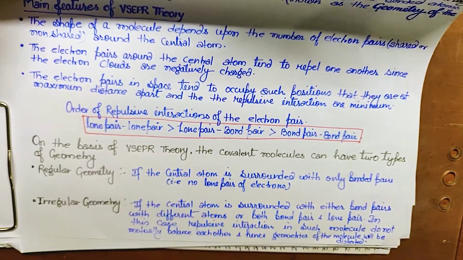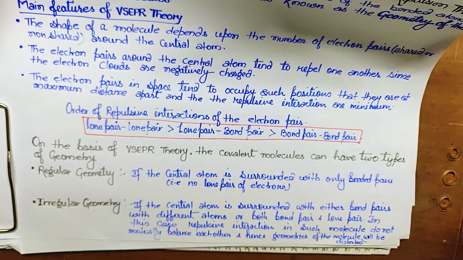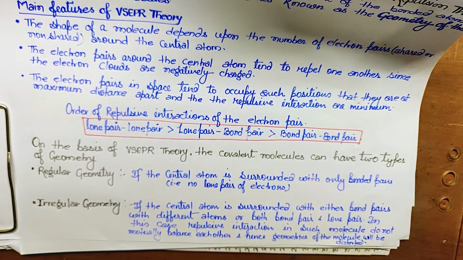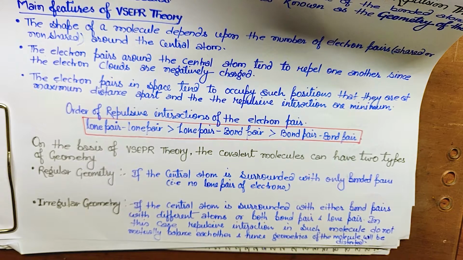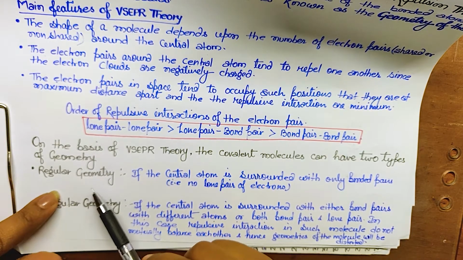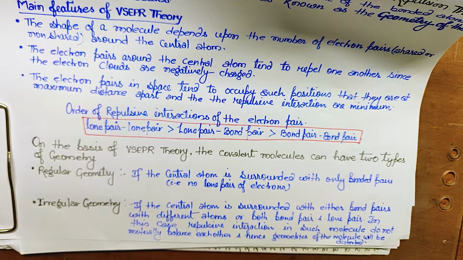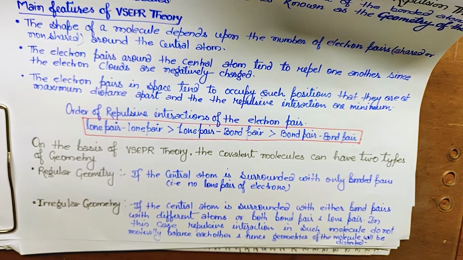Now, on this basis of VSEPR theory, covalent molecules can have two types of geometry. The first will be called regular geometry, in which the central atom is surrounded only by bonded pairs. There will be no lone pair of electrons. Okay, so then it will give you the regular shape, regular geometry. Got it? If there are only bonded electrons around the central atom, then it will have a regular geometry.